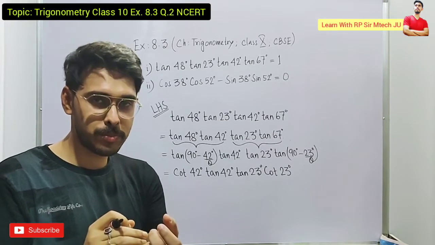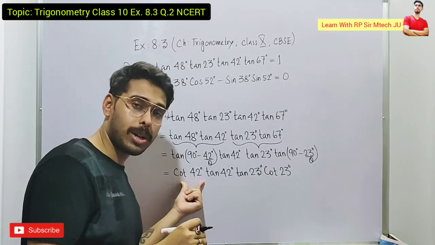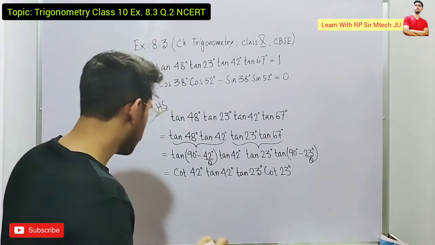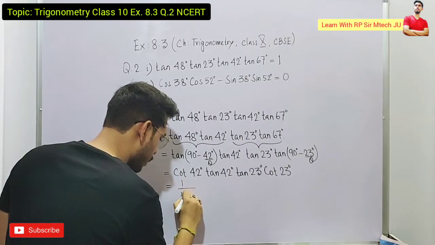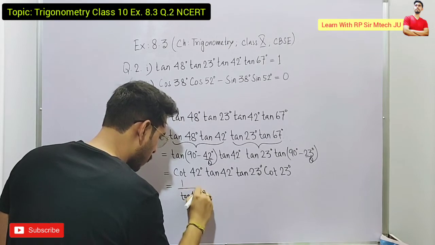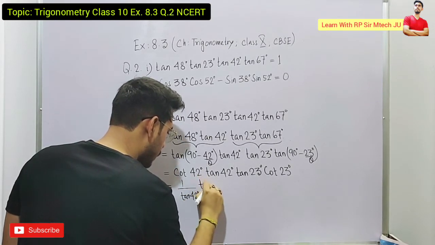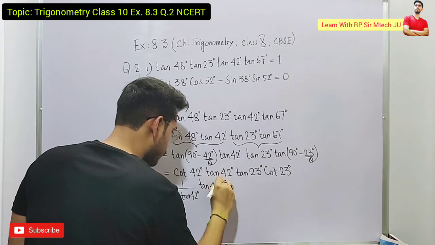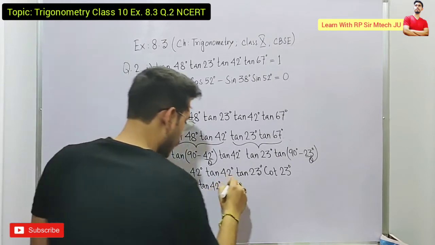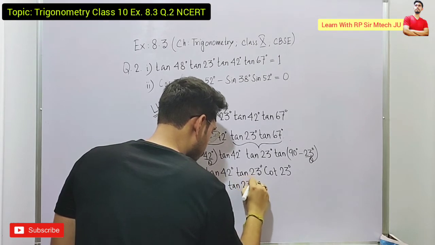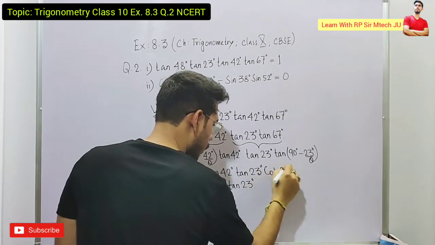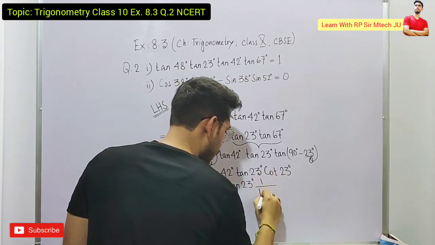So now what we can do, see, this cot 42 can be written as 1 by tan 42, right? Cot is what? It is 1 by tan. So cot 42 can be given as 1 by tan 42, and it is tan 42. Again we have tan 23, and this cot 23 can be given as 1 by tan 23.